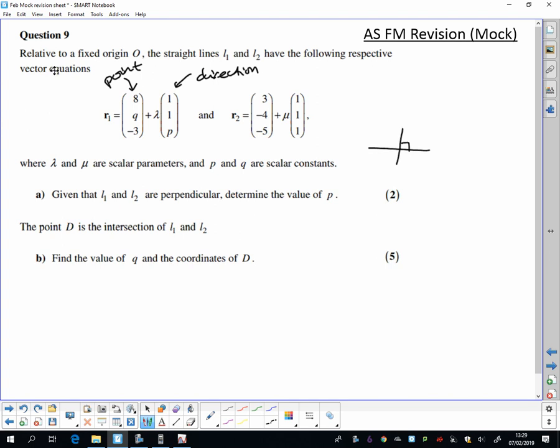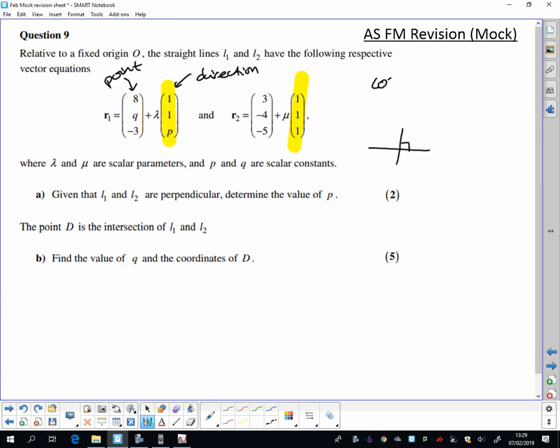Now, what tells us the direction? That's the direction vector, obviously. So we need to look at the direction vectors. The first one is just a point on the line. You can't find an angle between 2 points. That doesn't make sense. So we need to use the direction vectors for this.